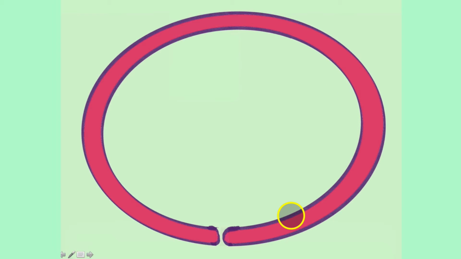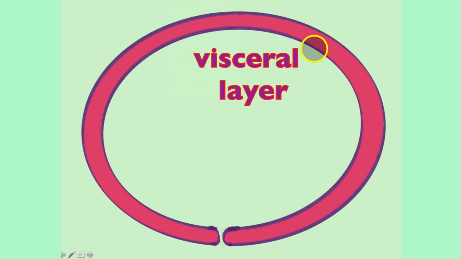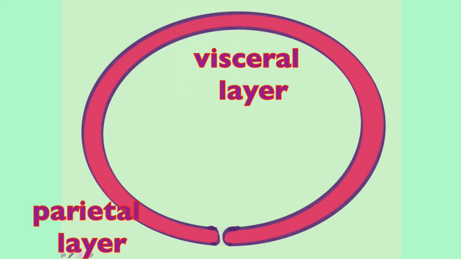So serous membranes have two practical layers, but in reality, it's only one layer, if that makes any sense. The innermost layer we refer to as the visceral layer, and the outermost layer we refer to as the parietal layer. Visceral layer, parietal layer, visceral layer, parietal layer. Visceral refers to organs. Parietal is the layer that's further away from organs.